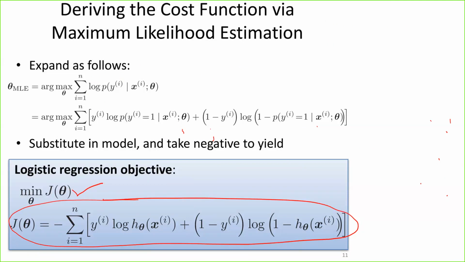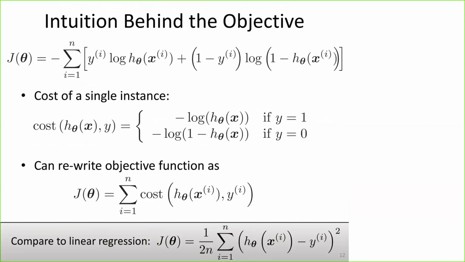So far, are you with me? We have derived the cost function. We know what is the hypothesis: 1 by 1 plus e to the power minus theta transpose x. Now we have derived the cost function. Clear? Shall we move on? Or exhausted?